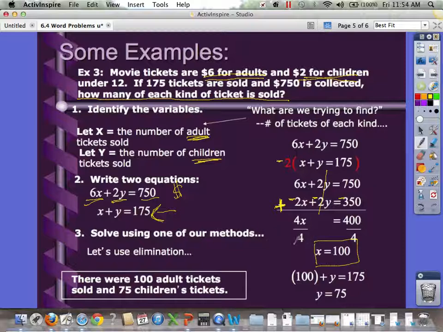So that was 100 adult tickets. We plug that in, and they did that right here. So 100 plus y equals 175. So y, of course, is 75. So they sold 100 adult tickets and 75 children tickets. You will be asked to explain your answer and separate it and answer the questions this way. So be prepared to be able to interpret what you've got when you finish.